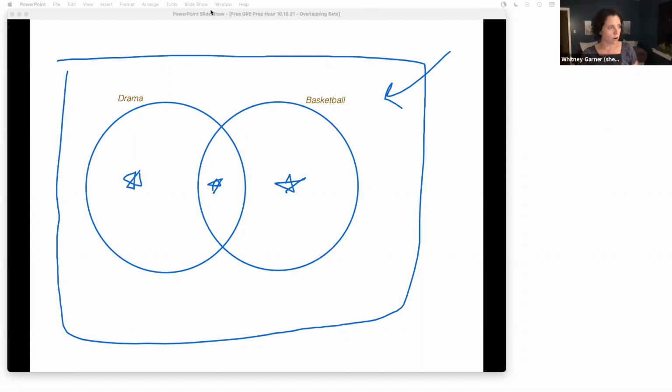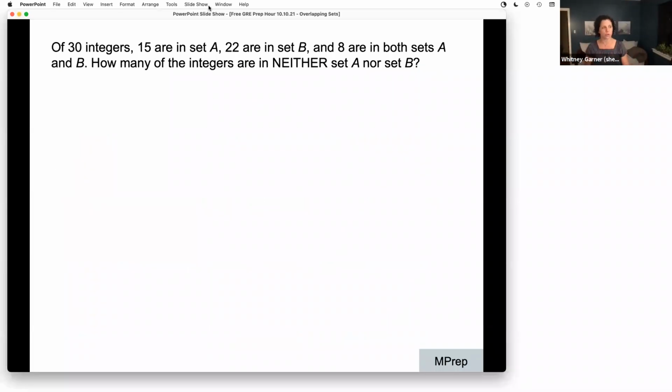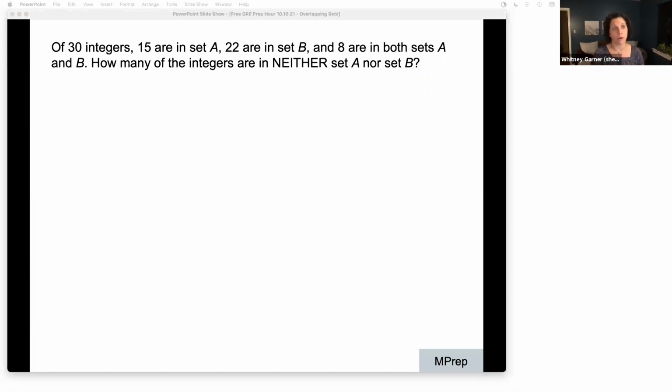So let's start with a little bit more straightforward one. I'll set a timer. Generally, for quant problems, we want to be able to finish most of these in 2 minutes. This one isn't a complete question, so I'll cut us off at about 1.5 minutes.